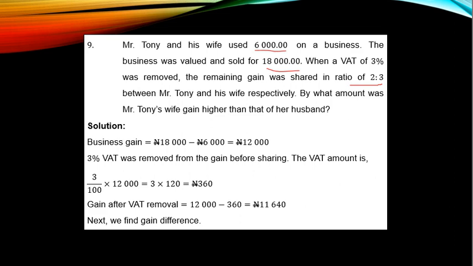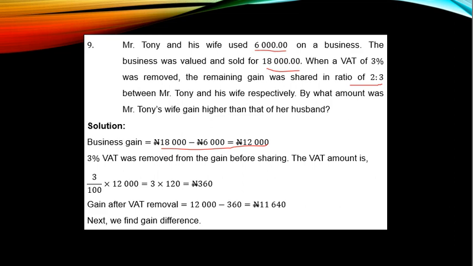All right, business gain is the total sale minus investment. That is 18,000 naira minus 6,000 naira. You have 12,000 naira. That is the gain because they invested 6,000 naira as capital, so it must be removed from the total sales before you know the gain, and that is 12,000 naira.